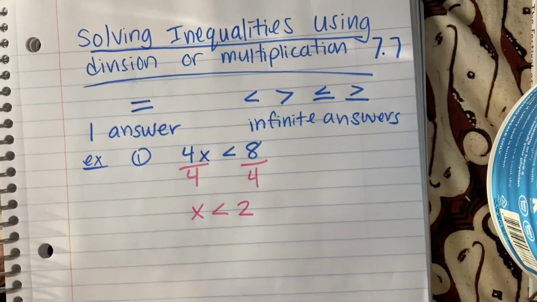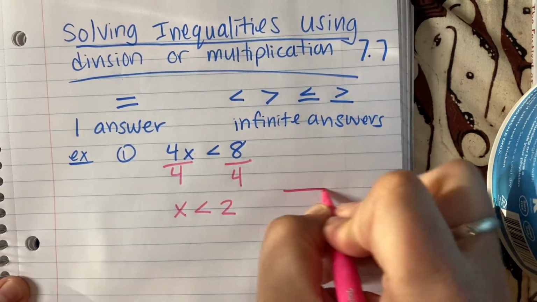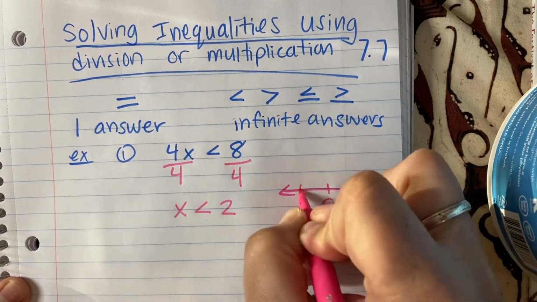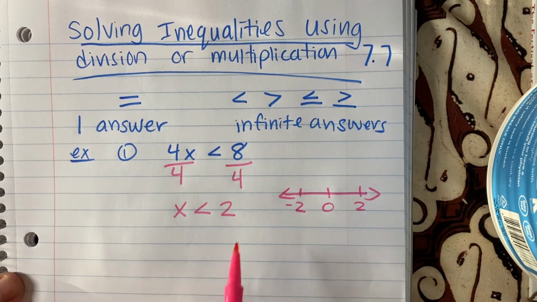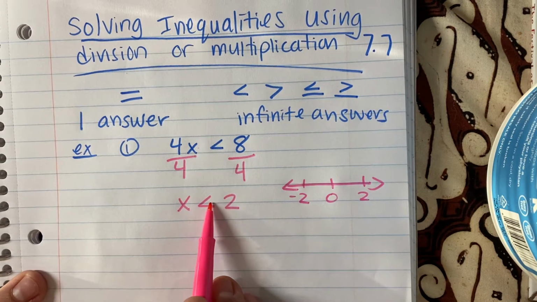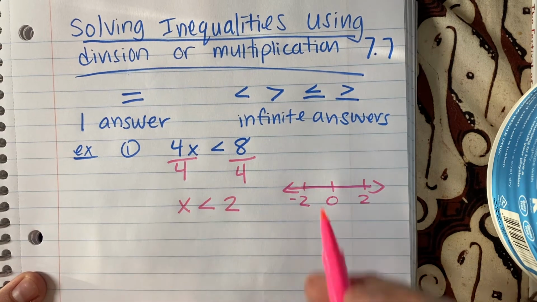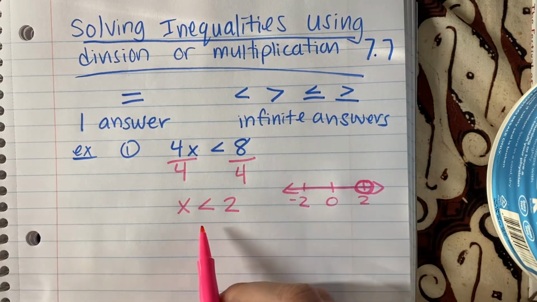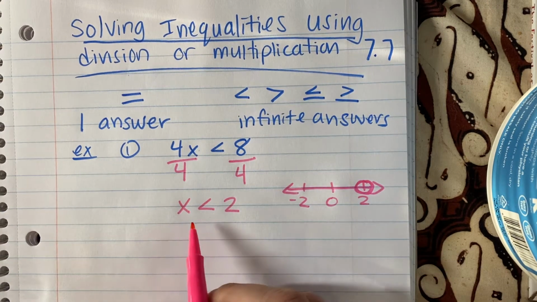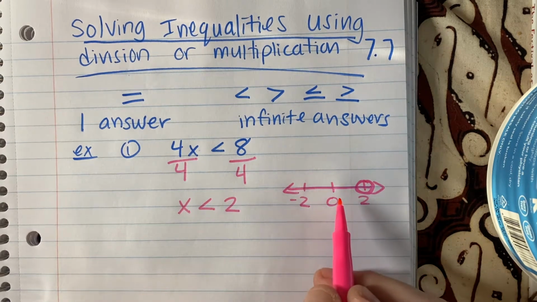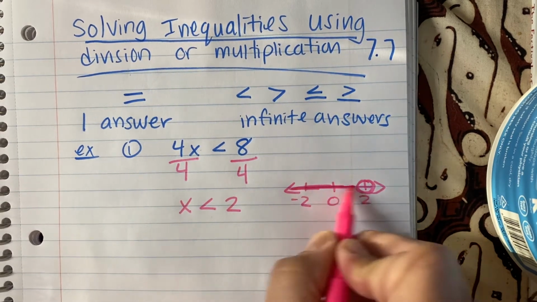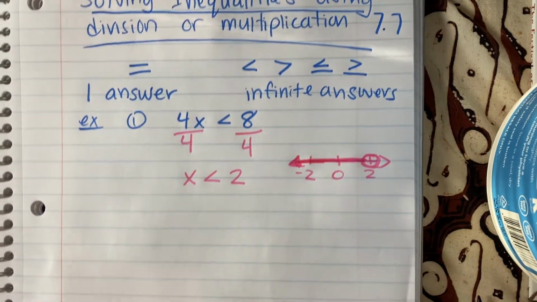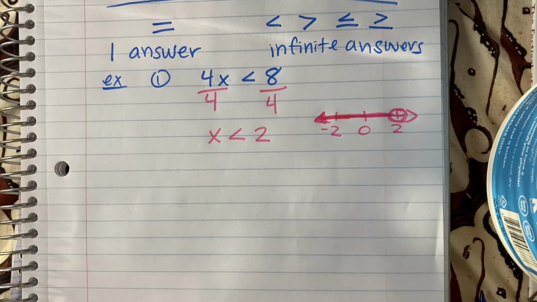All right, let's make that number line. So we have 0, positive 2, and a negative 2. We have a less than, so 2 is not part of our solution set, so it's going to be an open circle at 2. And it tells us that all of those answers are going to be smaller than 2. So we know on our number line we're going to shade to the left because it's smaller, less than.